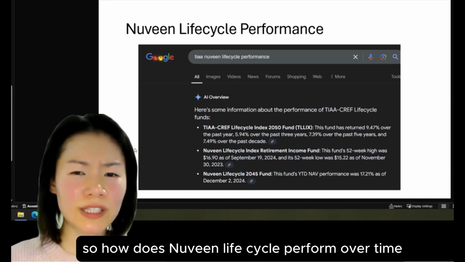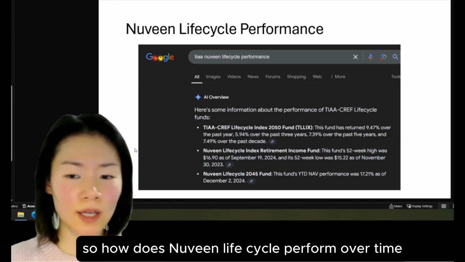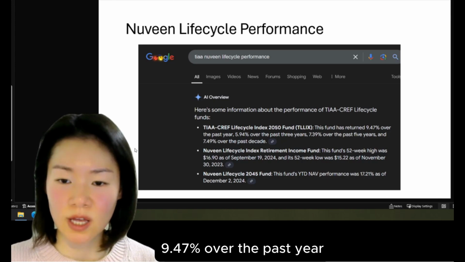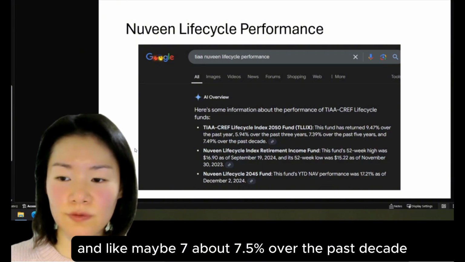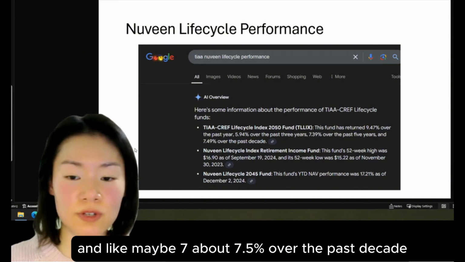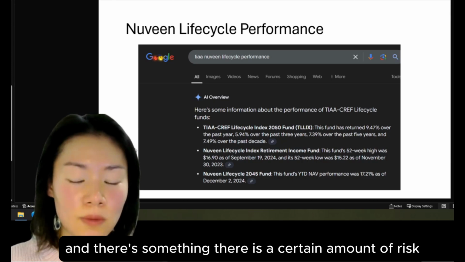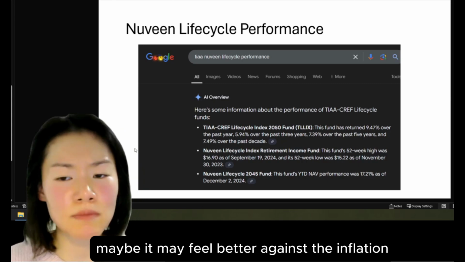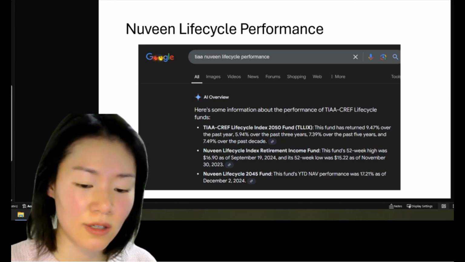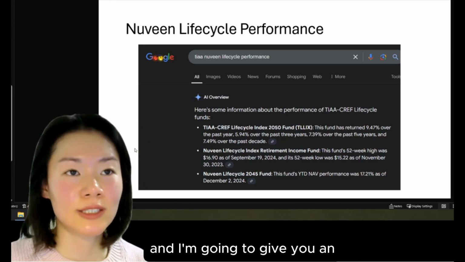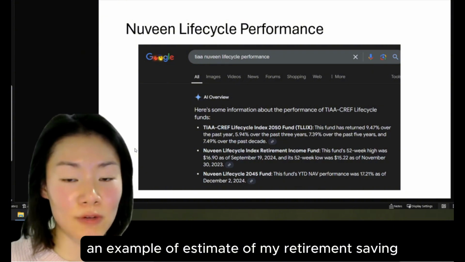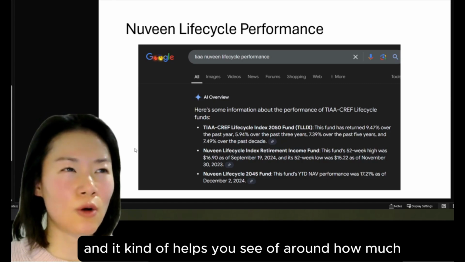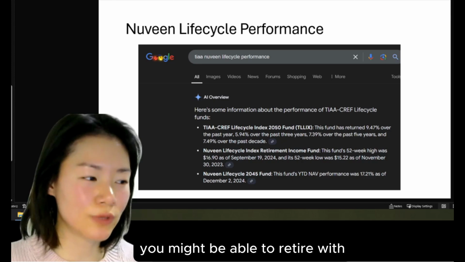So how does Nuveen Life Cycle perform over time? I just googled it and took a screenshot: 9.47% over the past year, and maybe 75% over the past decade. There is a certain amount of risk, but this may fare better against inflation. And I'm going to give you an example estimate of my retirement savings. There's something called Income Illustrator, and it helps you see around how much you might be able to retire with.